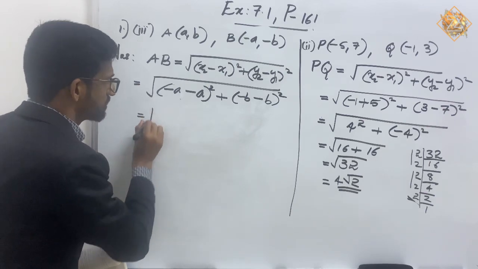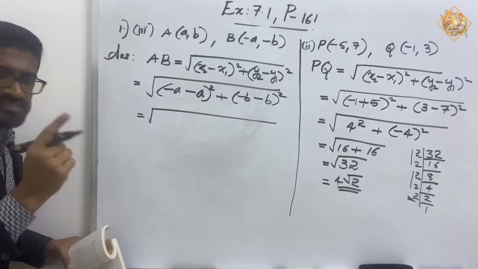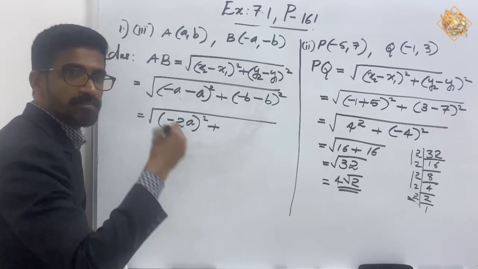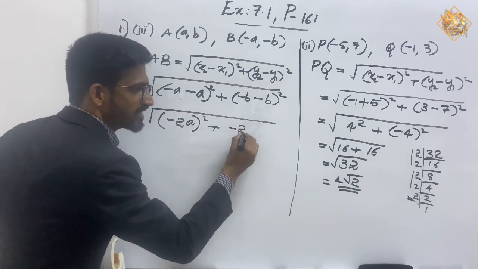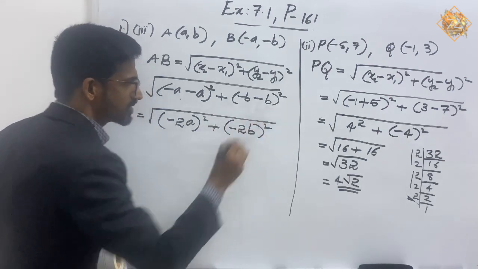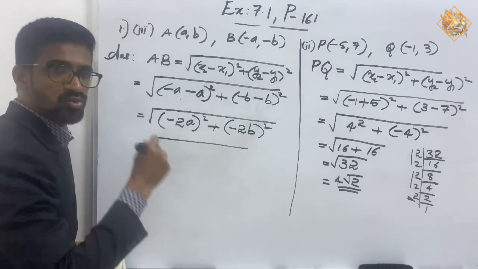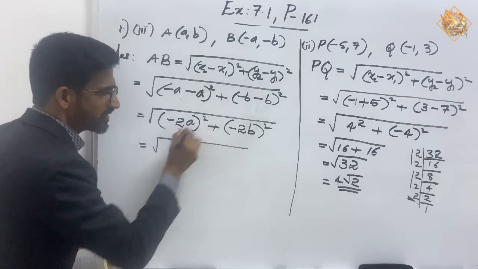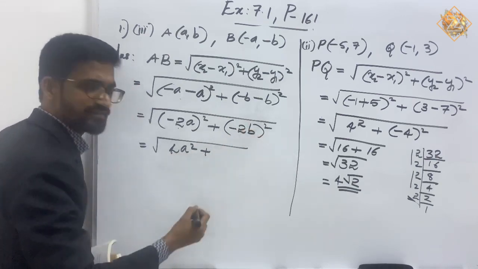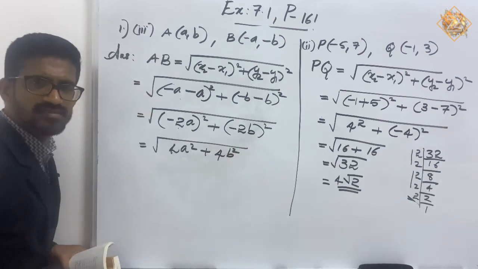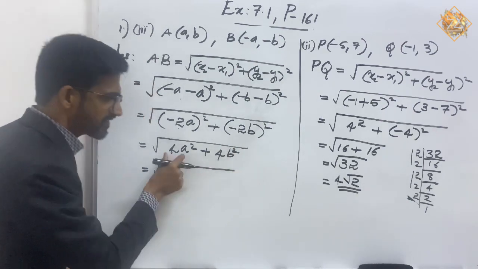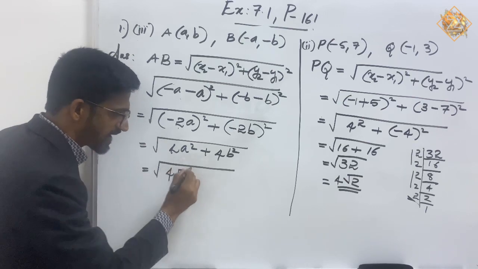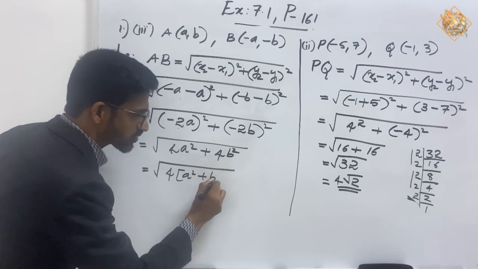Okay, students. So that is equal to (minus a minus a). Minus a minus a it is what? Minus 2 times a. Isn't it? Whole square plus (minus b minus b), that is minus 2 times b, isn't it? Whole square. That is equal to square root of (minus 2) square, which is positive 4, a square. Okay, (minus 2) square, that is positive 4. Plus, again, (minus 2) square, that is positive 4b square. Okay, it is clear. Now, that is equal to what? Square root of. We have two terms inside the square root, isn't it? Where 4 is common.